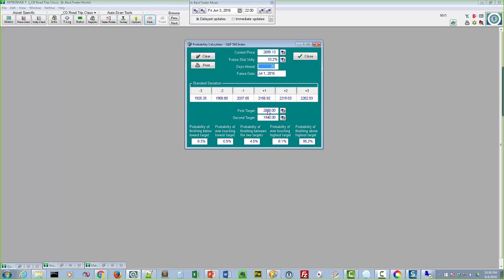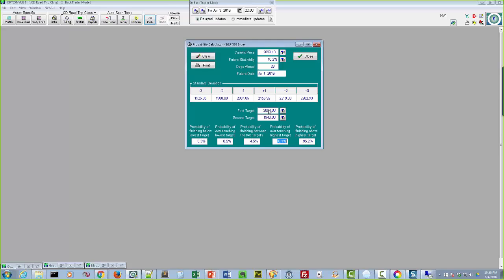And then the strike 2000 and 1940, so this is the first target, and here's the probability of touching the lowest target, 1940, and of the highest target. So we're at an 8.1% probability of touching that 2000 strike right now. And this is the probability calculator built into OptionVue.